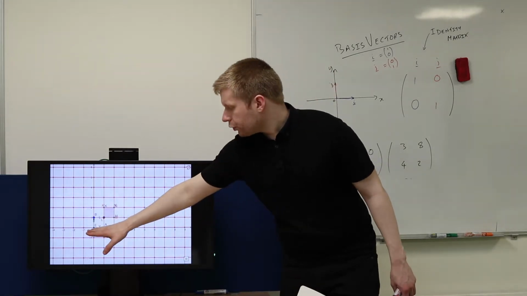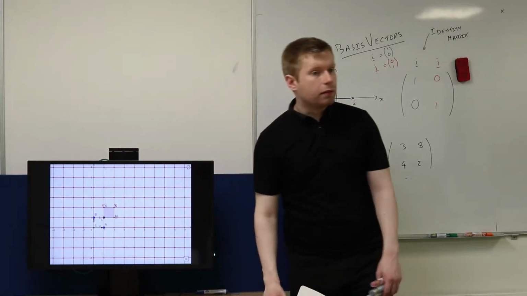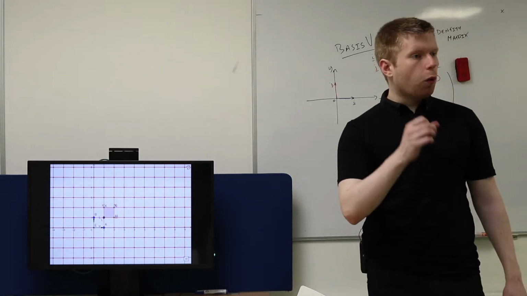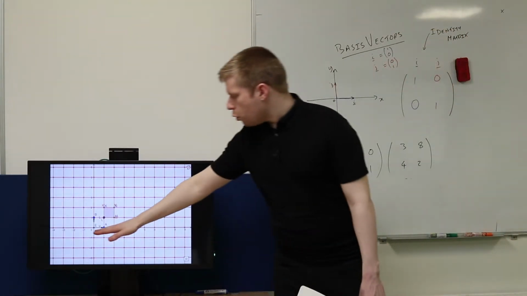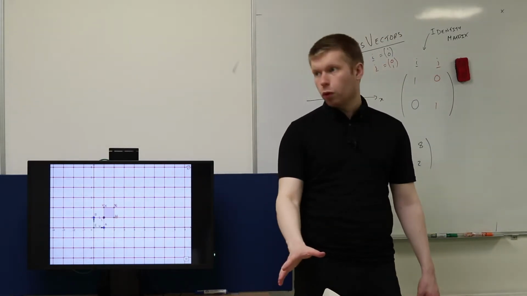Okay. I've also put my basis vectors on. So I've put I and I've put j. Now what I want to do is see what happens if I move I and j around. What happens to this shape here? That's all I want to do.